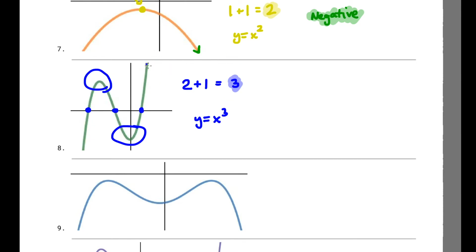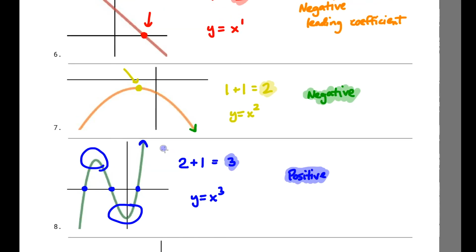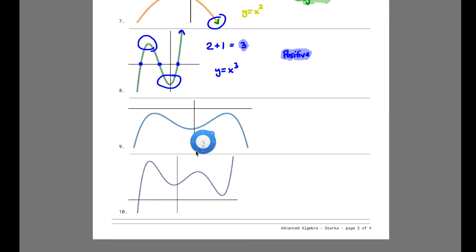Now, as you go from left to right, up here it's going up. So because of that, it is going to have a positive leading coefficient. If you remember, when it's negative, it points down as you're going from left to right. Here it's pointing up, so it's positive. Okay, if you notice the other ones, they are pointing down. For example, that first one, it's pointing down. This one, it's pointing down, so it's negative for those 2. Okay, let's move on to the next one.